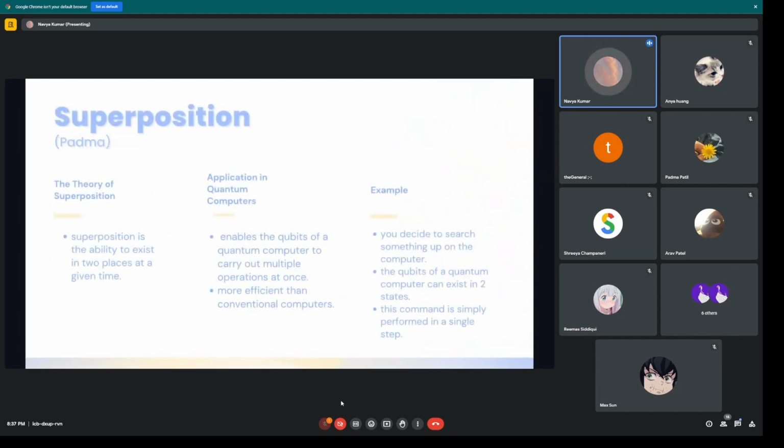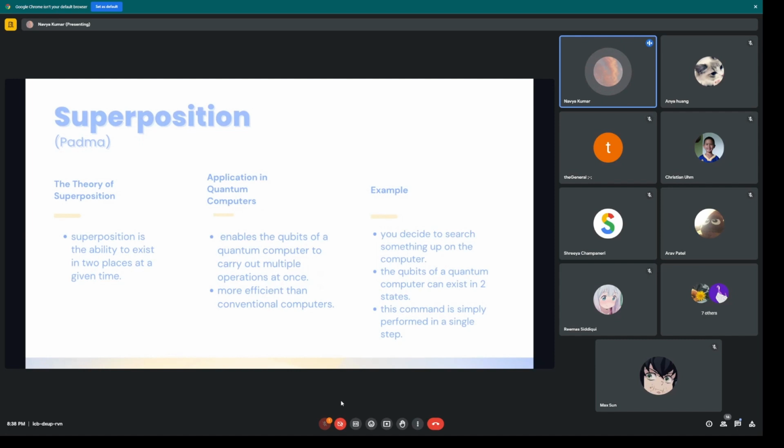So diving more into superposition, superposition is the ability to exist in two states at a given time, as we talked about before. This phenomenon can be seen in quantum computers as it enables the qubits of a quantum computer to carry out multiple operations at once. This makes them more efficient than conventional computers.